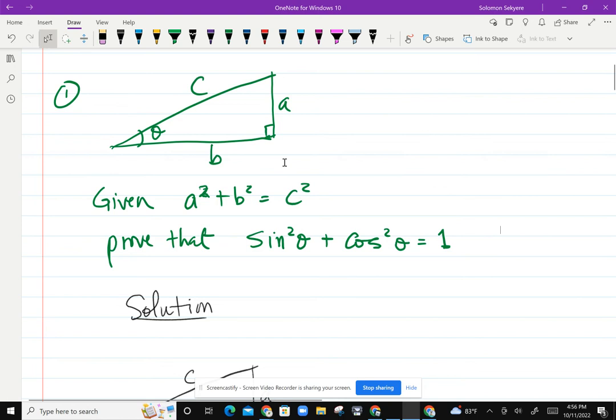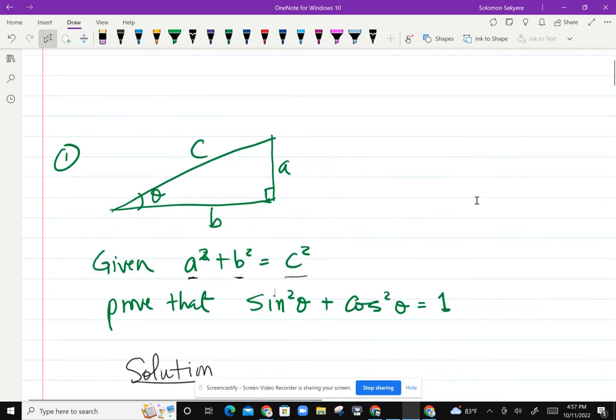Okay, so the first question here is, given we have this right angle triangle, and you know by Pythagorean theorem we have a squared plus b squared equals c squared, right? So the question is, prove that sine squared theta plus cos squared theta equals 1. Okay, can you try it first? All right, so let's go.